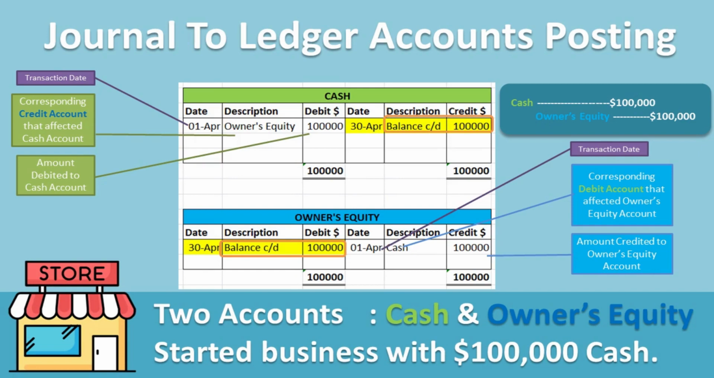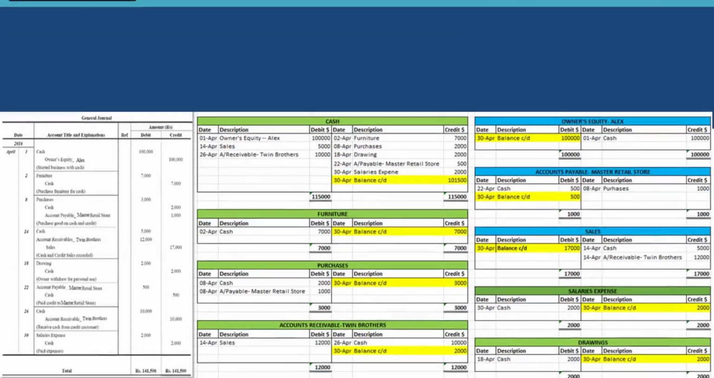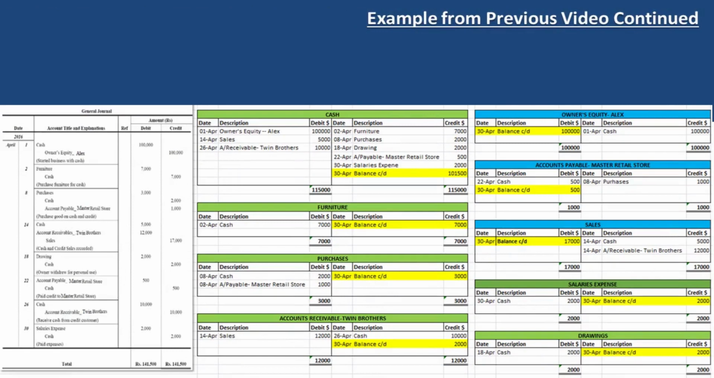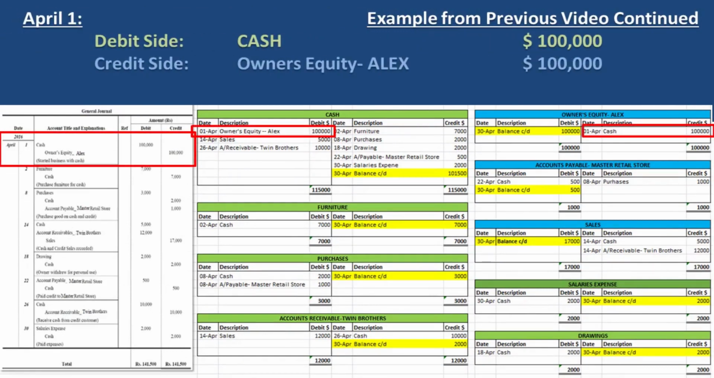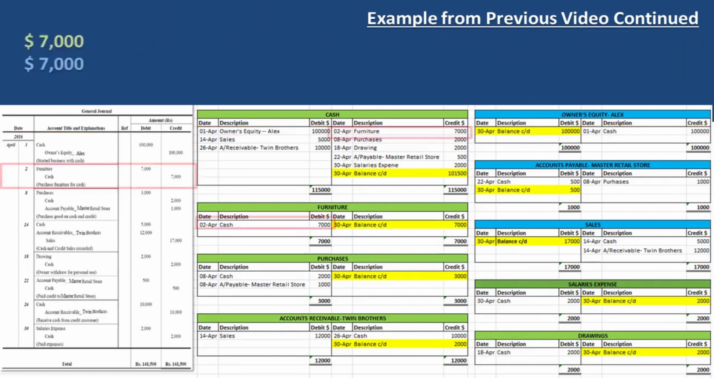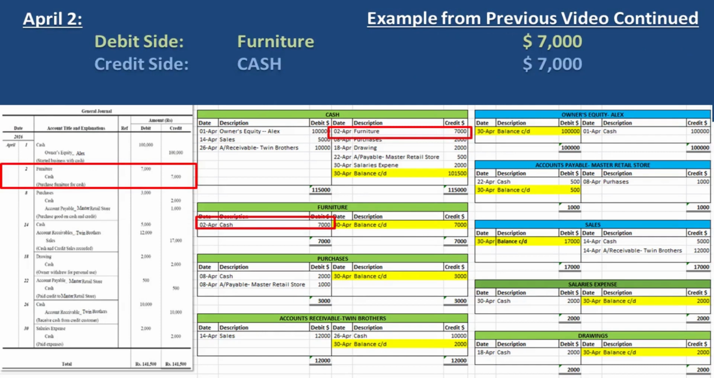Now let's continue the same example from our previous video in which we covered journal entries, and now we will post those entries into ledger accounts. The first transaction that has just been covered will be reflected on the debit side of cash and on the credit side of owner's equity account with $100,000. On 2nd April, furniture was purchased for $7,000 cash. The corresponding accounts are reflected in the debit side of furniture account and credit side of cash account with $7,000.